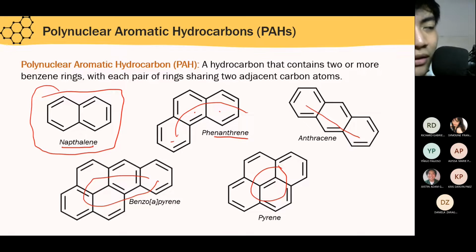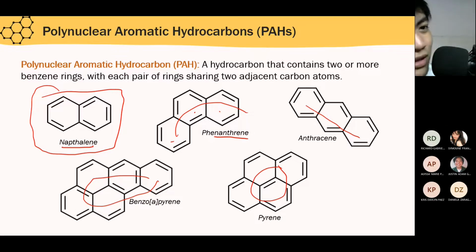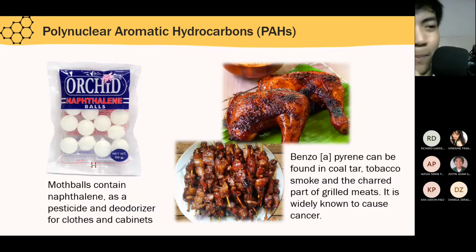Such as ibuprofen, di ba? Doon sa quiz na may nakita kayong mga benzene ring na may substituent. Pag yung benzene may substituent, usually safe na yan. However, if it is just pure benzene ring such as this molecule here, the benzoapyrene, cancerous yan. And even naphthalene, cancerous yan. Next meeting, discuss ko bakit siya cancerous. So yan, again, kapag nagluluto, wag nyo na kainin yung sunog kasi it is cancerous.